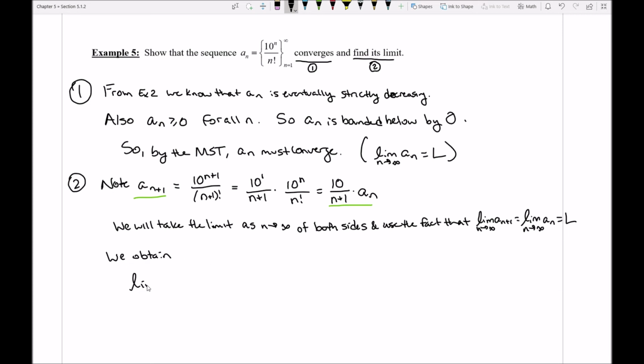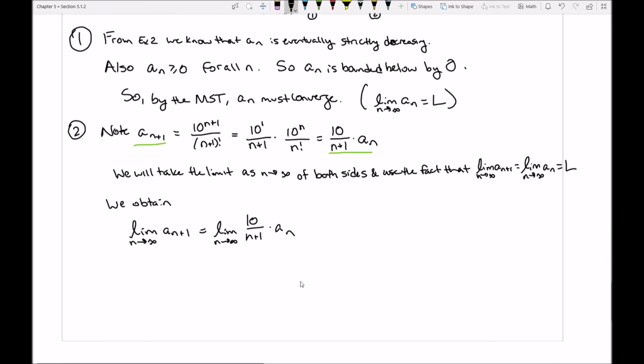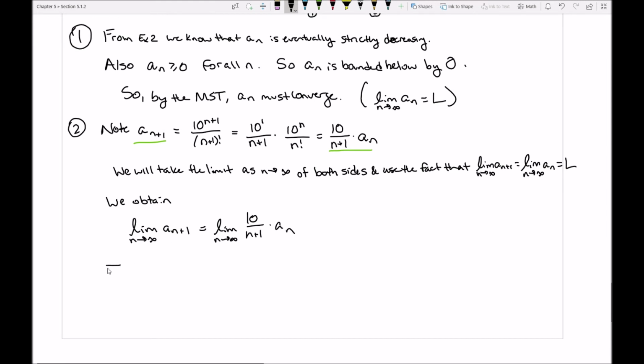I'm going to obtain that the limit of a sub n plus 1 as n approaches infinity should be equal to the limit as n approaches infinity of 10 over n plus 1 times a sub n. Okay, now I can simplify this a little bit. On the left side, I know that's already equal to L. And on the other side, I can separate this out into two different limits. I can do the limit of the first piece, since I know that limit exists, and the limit of the second piece, again because I know that limit exists.